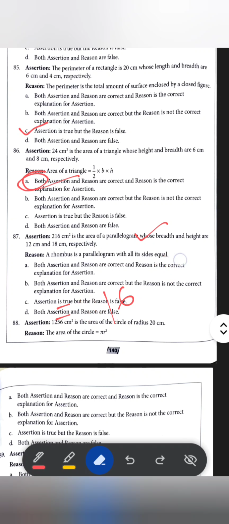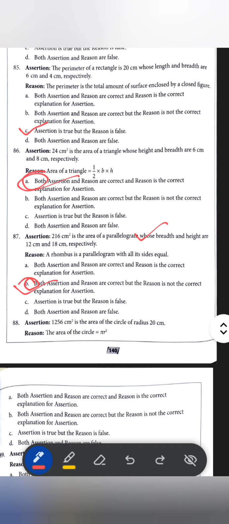A rhombus is a parallelogram with all its sides equal. Yes, it is a parallelogram whose all the sides are equal, but there is no such relation here. So we can write here both assertion and reason are correct, but reason is not the correct explanation of assertion.